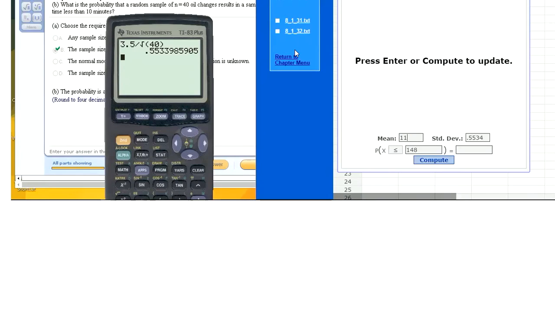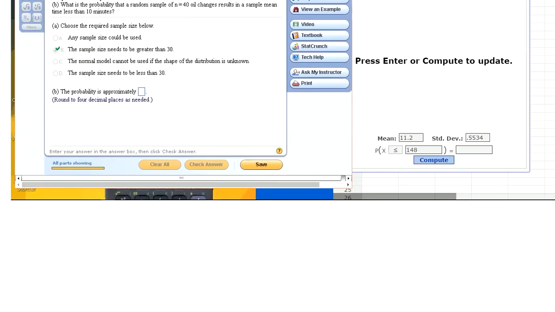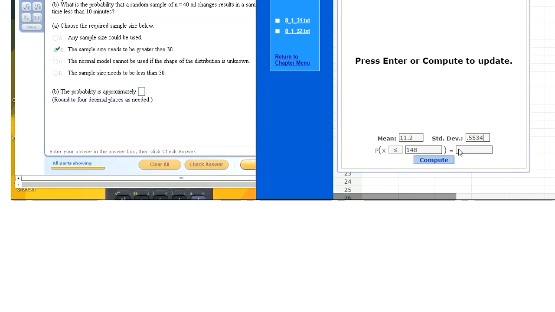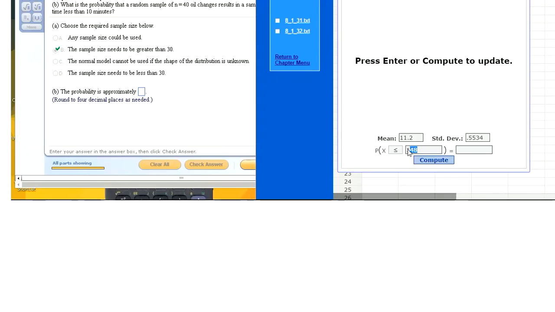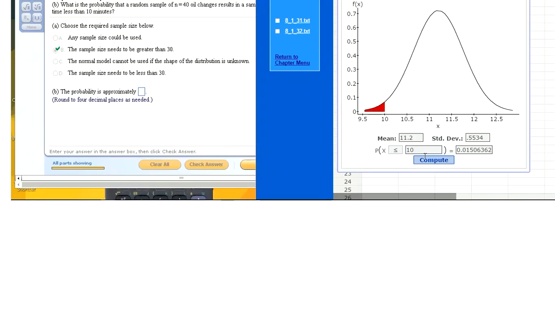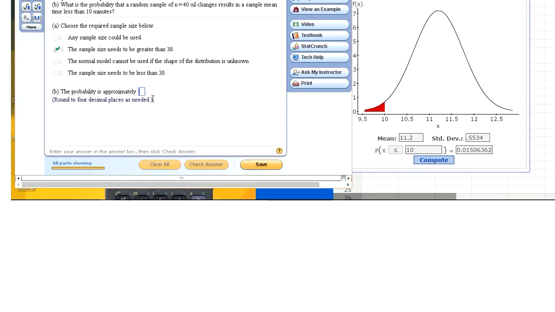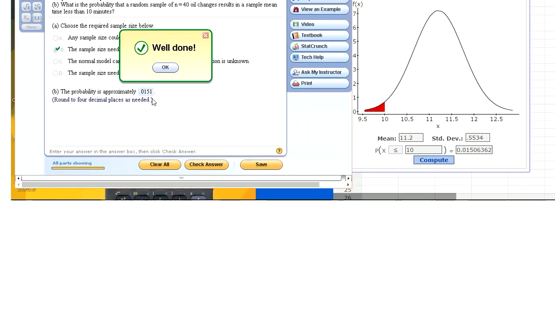And the mean, it says the mean is 11.2 minutes. That was up top, 11.2 minutes on average. For a single oil change, the standard deviation is 3.5, but for the average of 40 oil changes, the standard deviation is going to be a lot less. So now we're looking for the probability that the sample mean is less than 10. So I'm going to change this to 10. Compute that. Beautiful. That's the probability, 0.0151, rounded up.